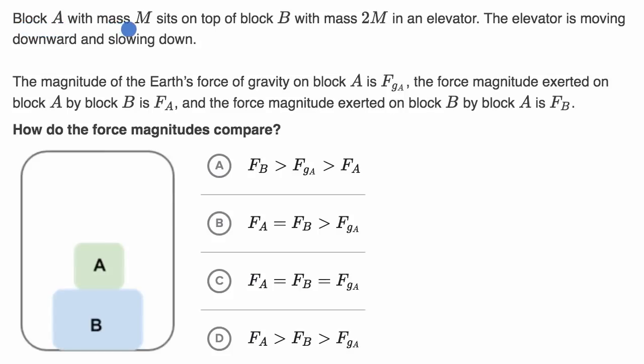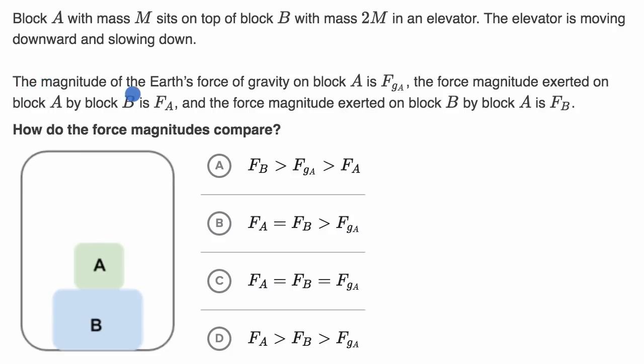Block A with mass m sits on top of block B with mass 2m in an elevator. The elevator is moving downward and slowing down. All right, when we have this diagram over here, it's moving downward and slowing down. So that means it's accelerating upwards.